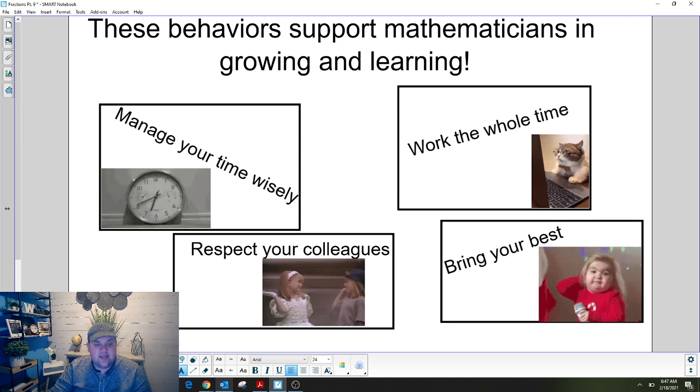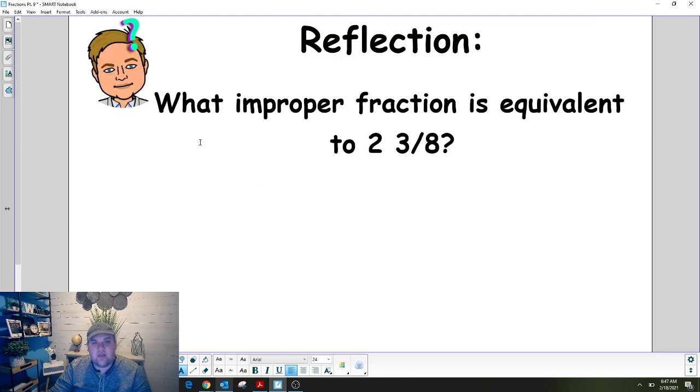And then also, I want you to be thinking about this, because during reflection, I'm going to bring this question up again. What improper fraction is equivalent to 2 3/8? Remember, we have a strategy that we can use to help us when we're trying to go from an improper fraction to a mixed number, or a mixed number to an improper fraction. The very first thing that we do is draw a picture. So if you were to draw a picture of 2 3/8, what would the improper fraction be? We'll talk more about this during reflection today.